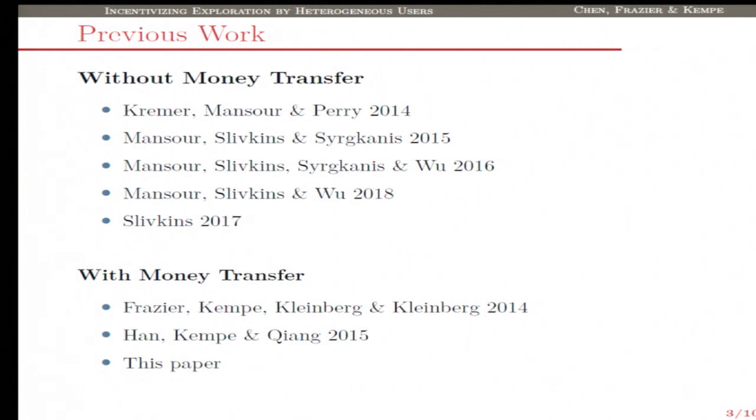Broadly, this literature can be categorized into 2 categories. The first category involves no money transfer. They instead assume the principal has some information advantage over the agents. So as long as the agents cannot do a better job by themselves, they will just follow the principal's guidance. And the second line of literature assumes there is some money transfer, i.e. the principal will offer some money incentive to the agents so that the agents will do some incentivizing exploration. And our work follows the second line of research.